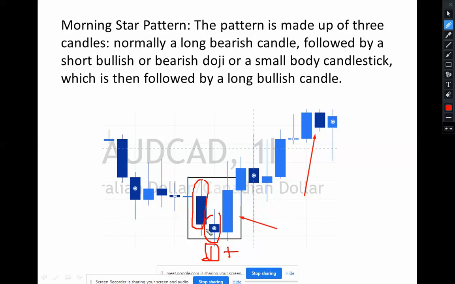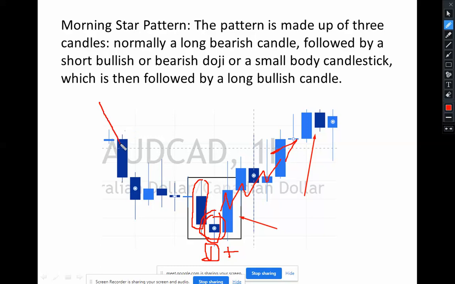Sellers were pushing the price down, and this candle is now indecisive between buyers and sellers, and then buyers quickly enter the market very strongly. So it indicates a buy trade, which means the buyers are now in control of the market. We call this the morning star pattern.